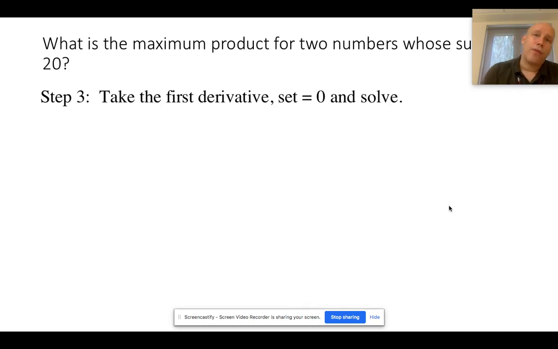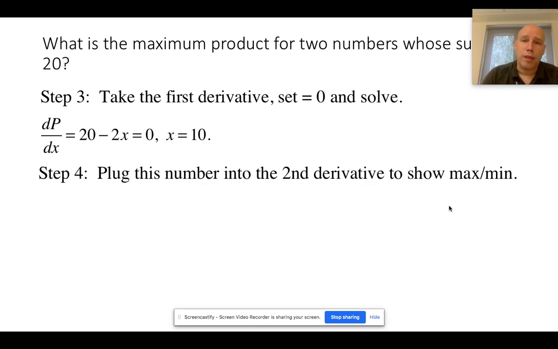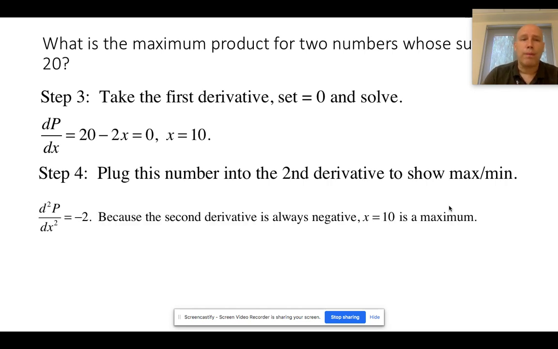Step 3, take the first derivative, set equal to 0, and solve. I took the first derivative, set it equal to 0, x equals 10. Step 4, plug this number into the second derivative to show it's a max or a min. So questions might ask you to minimize something, many of them ask you to maximize. Because the second derivative is always negative, we know there's going to be a maximum at any point, specifically, x equals 10 is a max.